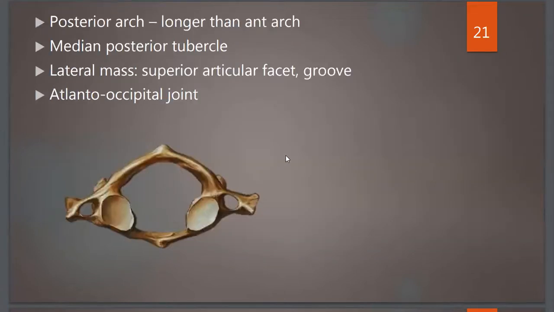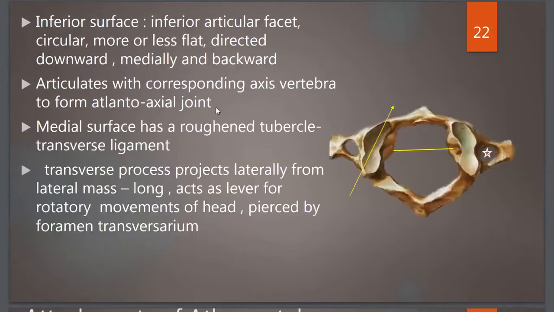Okay, now coming to see, this is the posterior arch. Whichever is small is anterior, please remember that. This is the posterior arch, which is longer than the anterior arch. It has a median posterior tubercle. The lateral masses have the superior articular facet, which is grooved so that it articulates with the occipital condyles of the skull bone to form the atlanto-occipital joint.